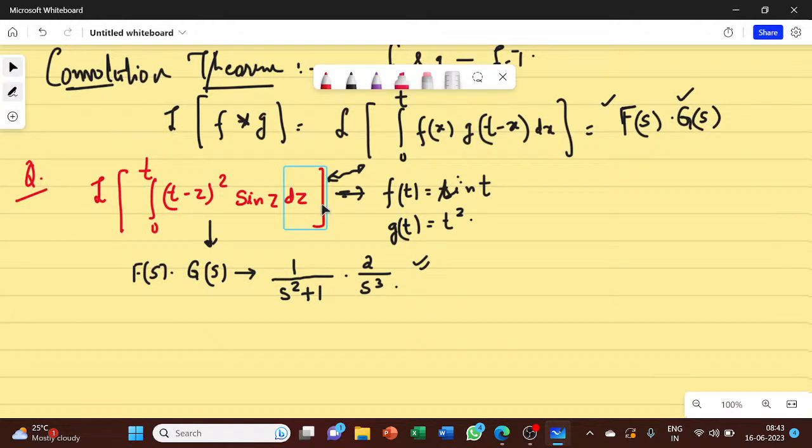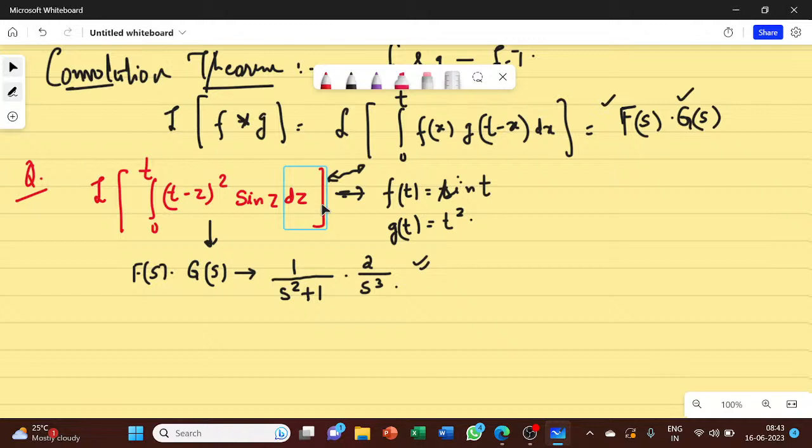So this is how you can use the convolution theorem to find these kinds of Laplace transforms. This is an important thing when it comes to Laplace transform theory. One has to remember this theorem, which is called the convolution theorem. I hope it is clear till now.